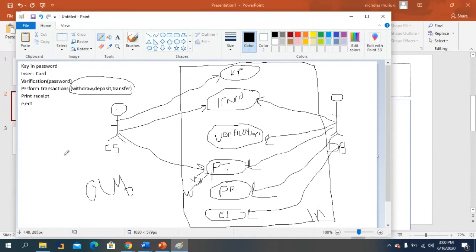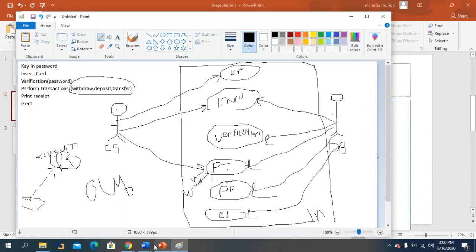And that's why we must use this less than side. So we are saying withdraw uses. Remember, we have a dotted line and the arrow points to the parent. So we have perform transaction, sorry, and then we have withdraw. So this becomes a use case and this becomes another use case. Those two use cases depend on another use case that we have within the presentation.